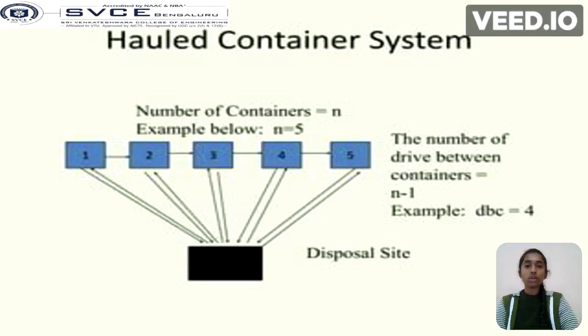And this is the hauled container system. If we take the number of containers as n, and n is equal to 5 as shown in the figure, the number of drives between containers is equal to n minus 1. We know that n is equal to 5, so n minus 1 is equal to 4. That is, the drives between containers is 4.